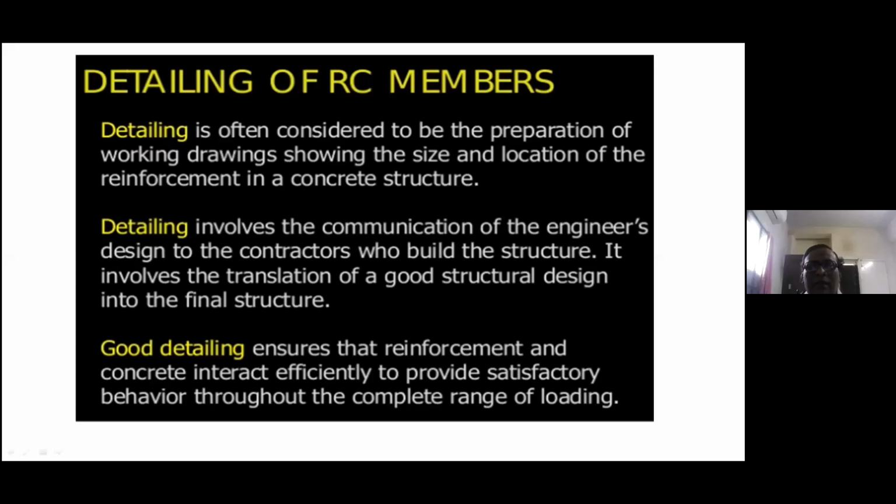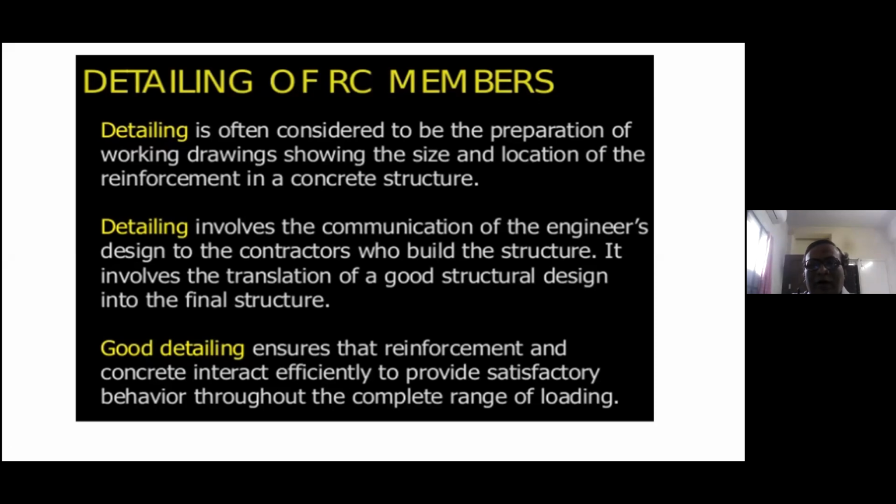The important elements we know are the RCC slab, the RCC beam, the column, and then the foundation, and whenever you talk about tall buildings, we have a shear wall. So these are the five important elements. We start from slab, beam, column, foundation, and wall. So these are all the members. So how to design and detail?